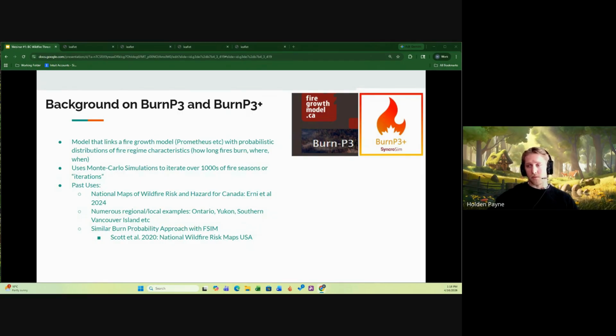Burn P3 has been used nationally for a national map of wildfire risk and hazard that was done in 2024 by folks at the CFS. They did it at a little bit broader and a little bit coarser scale, but have it all over Canada, which I think is really cool.